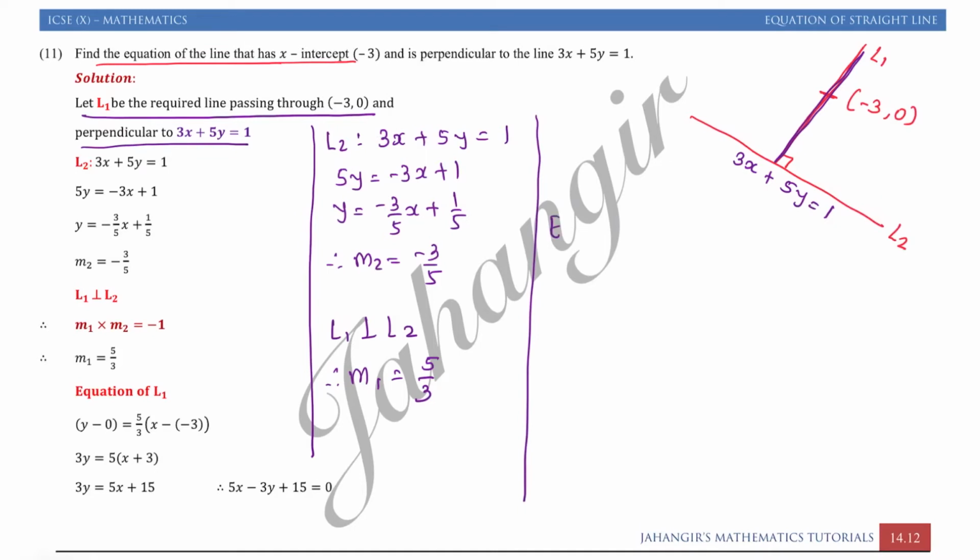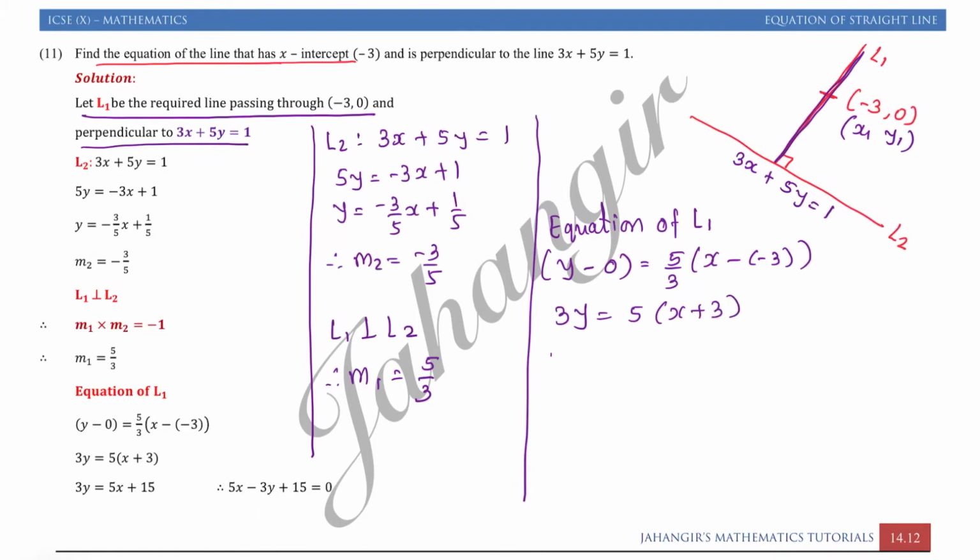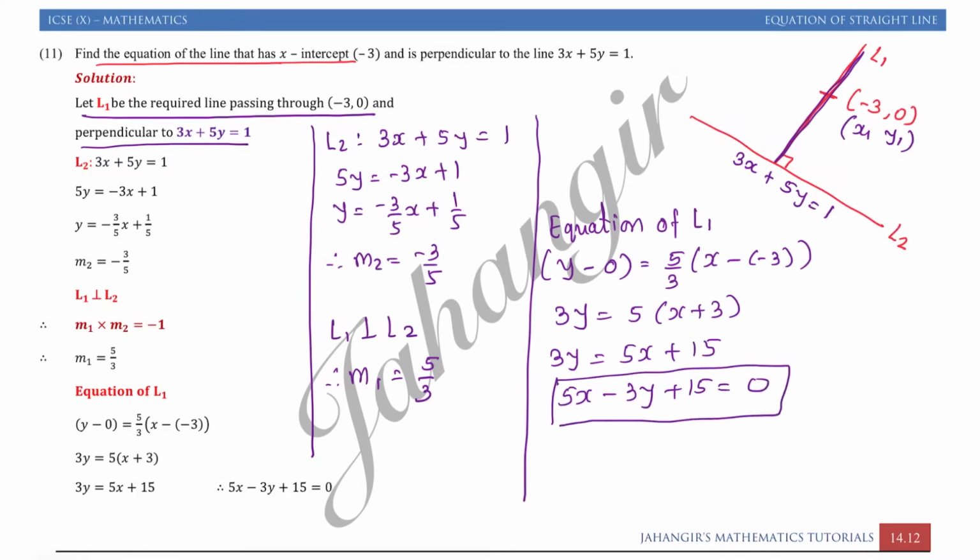So now we need equation of L1. So that is y minus y1. This is x1. This is y1. Y minus 0. You have to always take the passing point of that equation. 5 by 3 into x minus of minus 3. So 3y is equal to 5 into x plus 3. So 3y is equal to 5x plus 5 3s are 15. 5x minus 3y plus 15 is equal to 0. This is the equation of our required line L1.